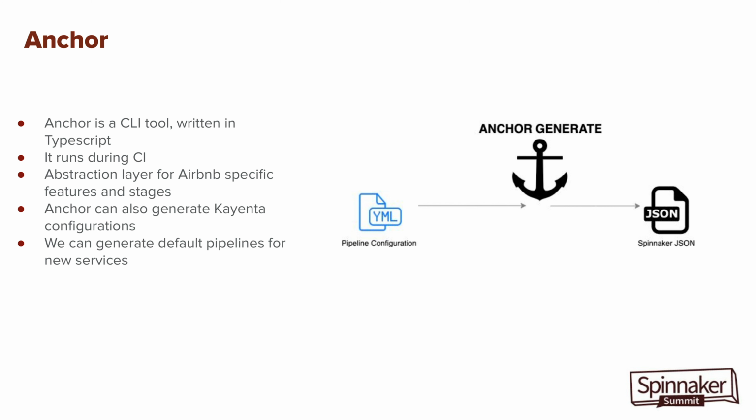And our plan is to generate default pipelines for a new service. So if you spin up a new Rails service with OneTouch, you'll get staging, canary, production, development out of the box. You'll get your deployment pipeline, and you're basically good to go. You have a new service in Spinnaker within minutes. So Anchor grabs YAML pipeline configuration, and then outputs JSON that Spinnaker understands.